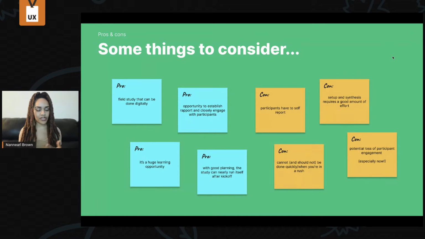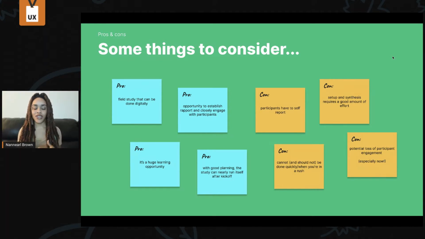So some of the pros when it comes to diary studies is that you get to do this digitally, as I mentioned before. But another one is that there is a huge learning opportunity here. So there's potential to learn lots about how to conduct the study and just about the information that we're looking for itself.